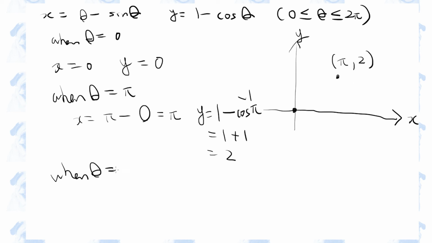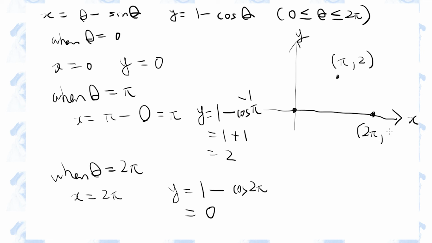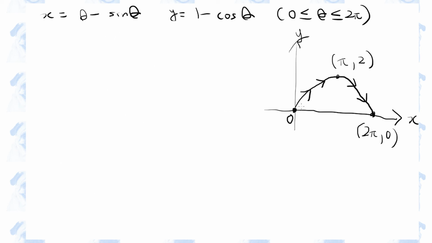When theta is 2 pi, x is 2 pi, because sine of 2 pi is, again, 0. y is 1 minus cosine 2 pi, which is 1, so 0. So the graph goes through the point (2 pi, 0). It's going to look like this. Therefore, the area that we need to find is the region here.